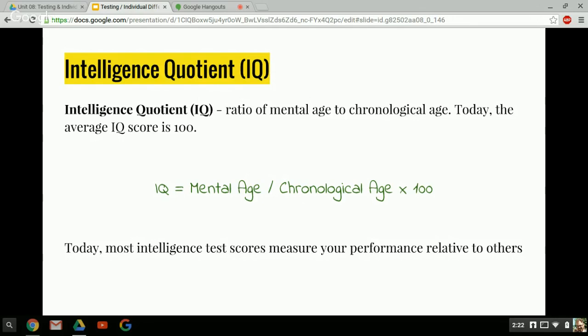And this is the formula for those math people who like to see it in front of you right now. IQ is mental age, determined by a test, divided by chronological age, just how old you are, and then you multiply that whole thing times 100. And again, most intelligence test scores don't exist in a vacuum. They are meant to measure your intelligence relative to other people. The ACT measures your intelligence relative to other people, not by itself.